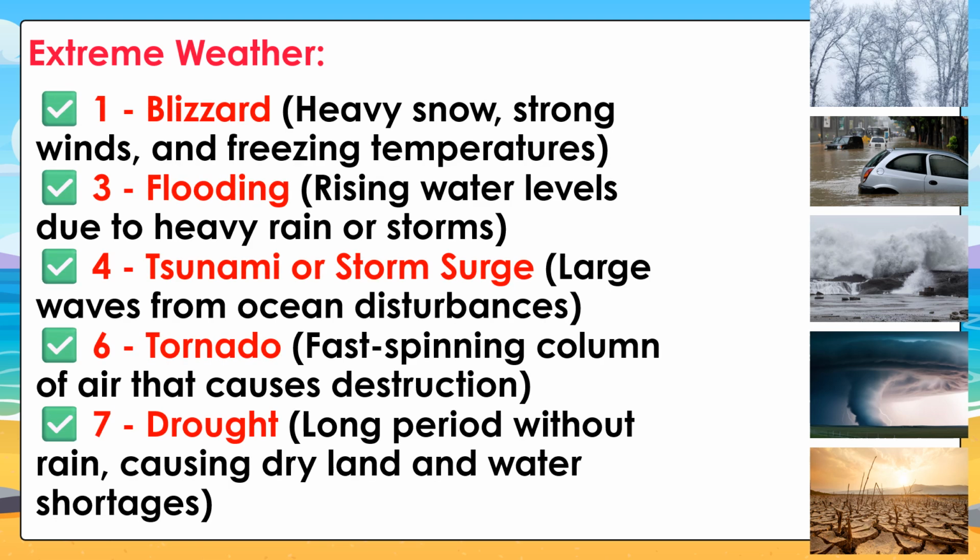Number 1, blizzard. Heavy snow, strong winds, and freezing temperatures. Number 3, flooding. Rising water levels due to heavy rain or storms. Number 4, tsunami or storm surge. Large waves from ocean disturbances. Number 6, tornado. Fast spinning column of air that causes destruction. Number 7, drought. Long period without rain, causing dry land and water shortages.